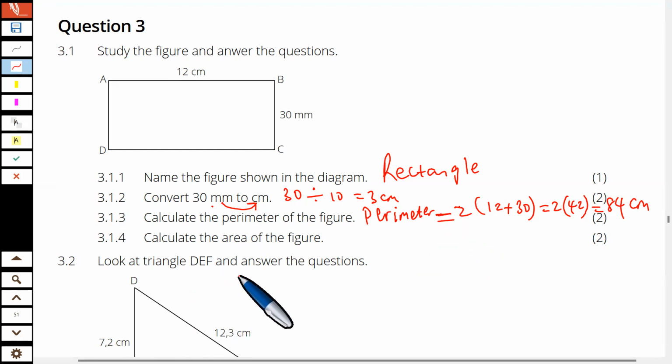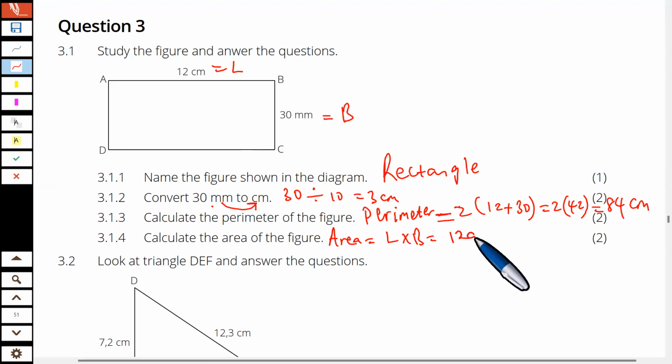Calculate the area of the figure. Write the area. So the area of a rectangle is always length by what? Length by breadth, right? This one is the length and this one is the breadth. So the length is 12. The breadth is 30. Obviously we said it's 3. So you have 3.